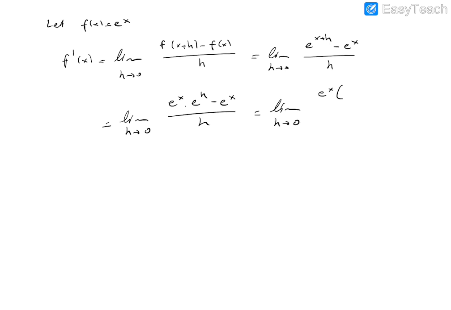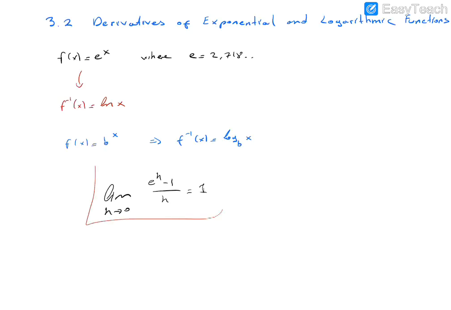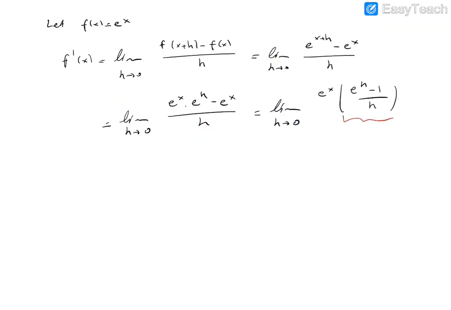So we have e to the power h minus 1 over h. As we assumed, this limit equals 1. Okay, so this limit goes to 1. e to the power x is constant. So as a result, this is e to the power x. So the derivative of e to the power x is e to the power x. By using the definition of the derivative, we proved this fact.